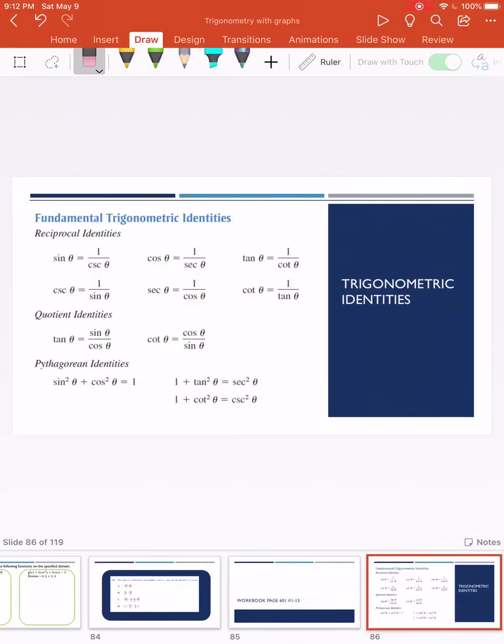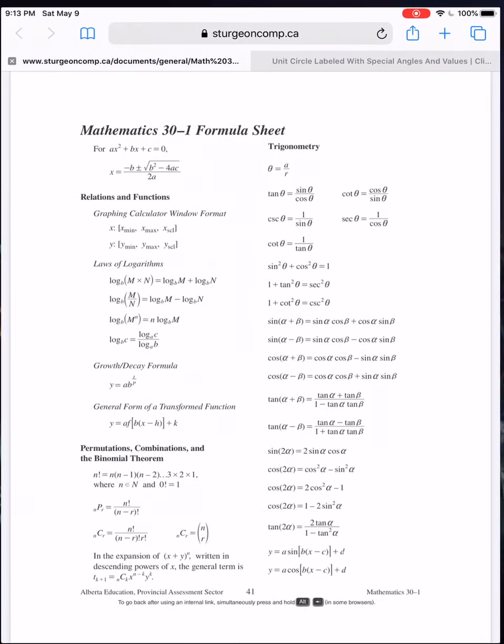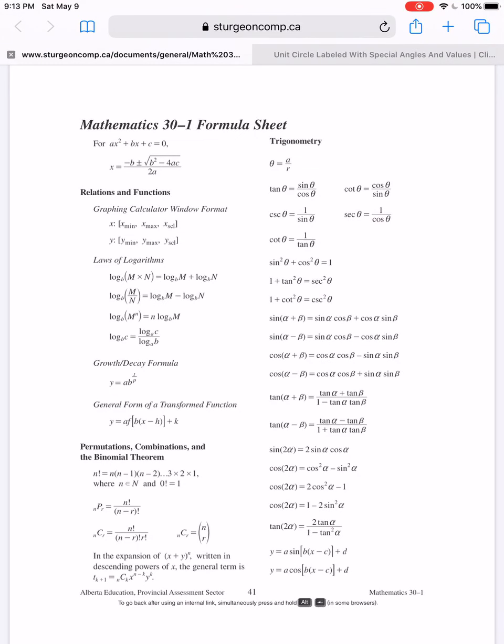Okay, so we're going to start looking at trig identities today. All the identities we're going to be working with, I've cut and pasted into the slide, so we'll be using reciprocal identities, quotient identities, and Pythagorean identities. So on your formula sheet, that would be the second, third, fourth, fifth, sixth, seventh row on the right-hand column.